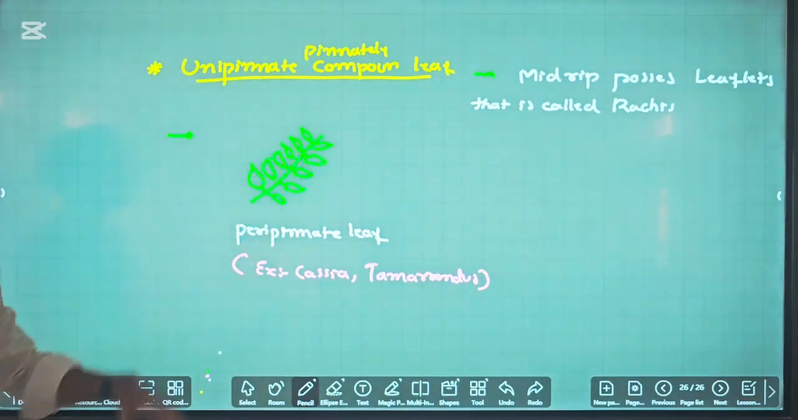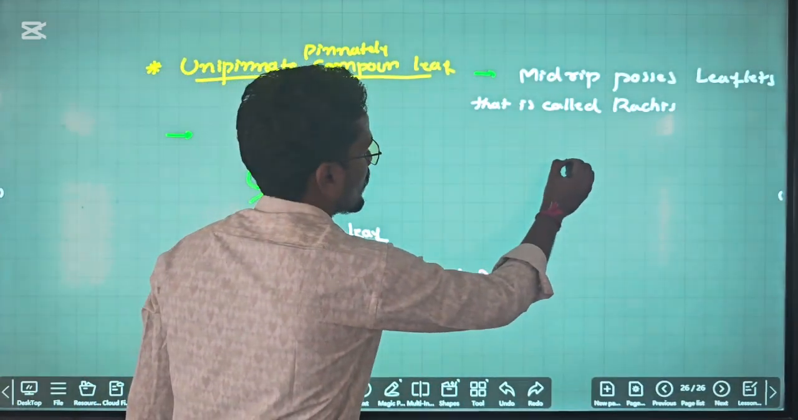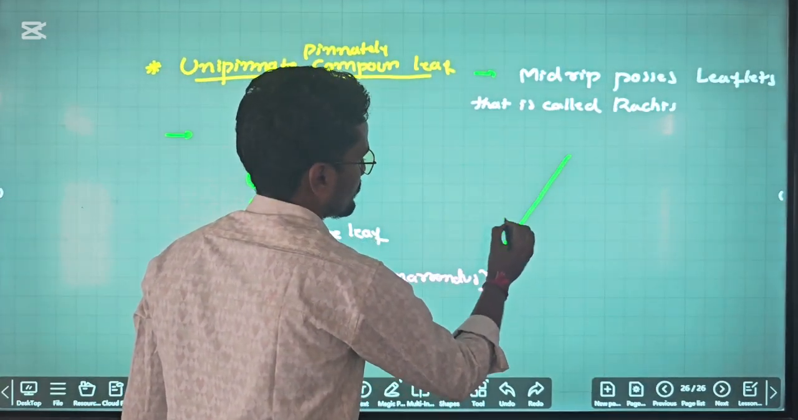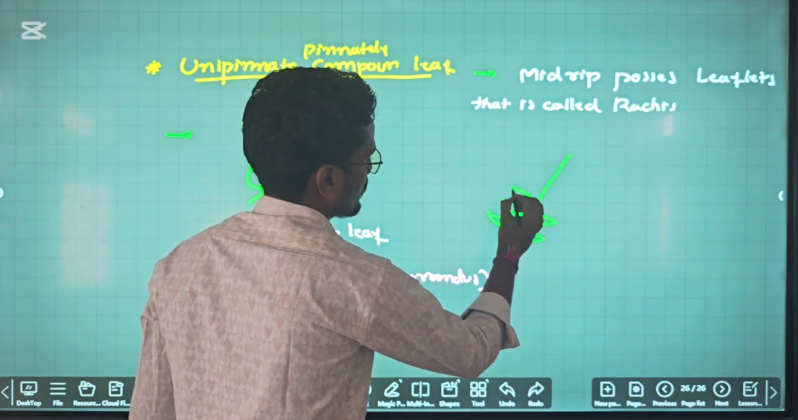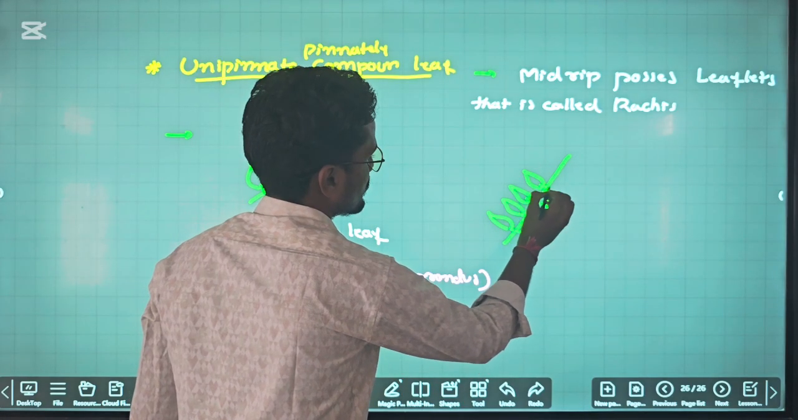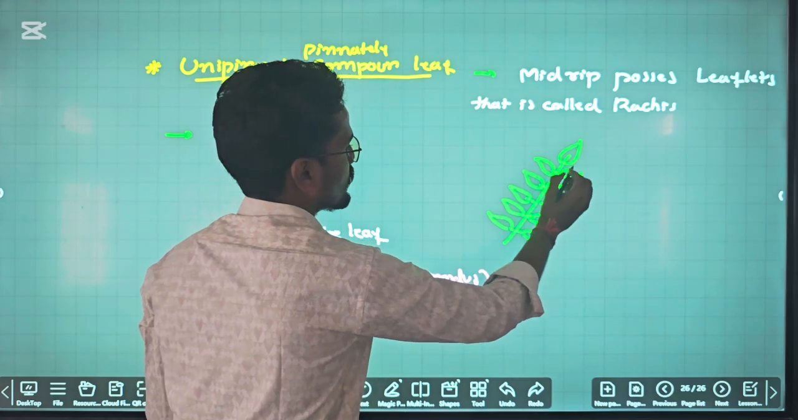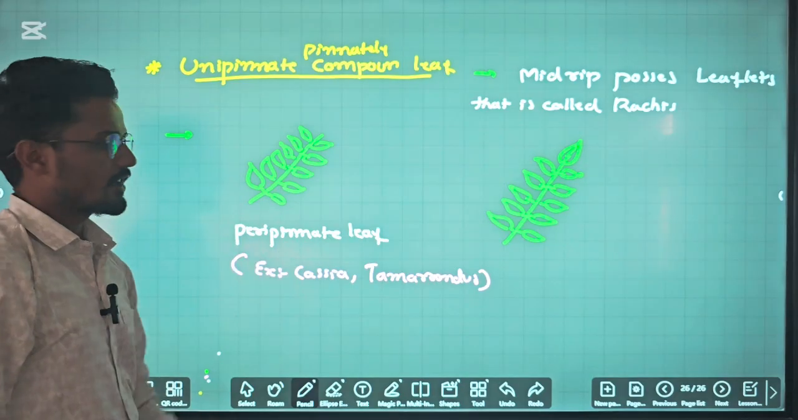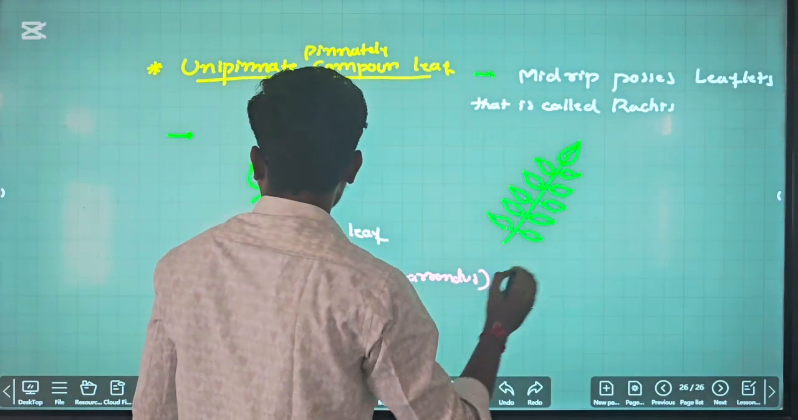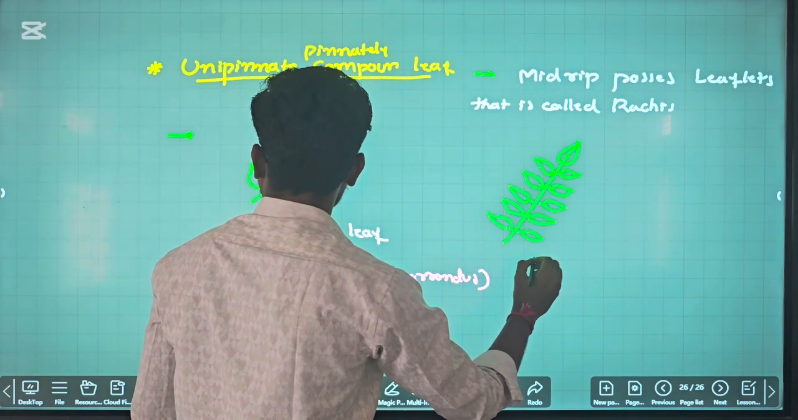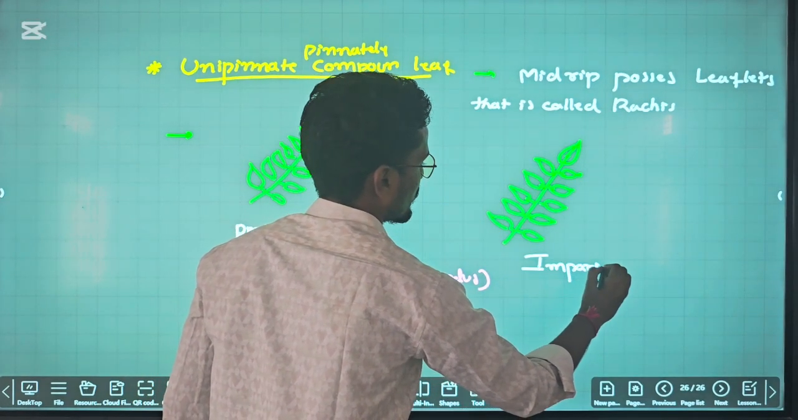There is another type of unipinnate leaf where, at the apex of the leaf, these are leaflets. Here the apex or tip also has one leaf. That type of leaf is called imparipinnate.